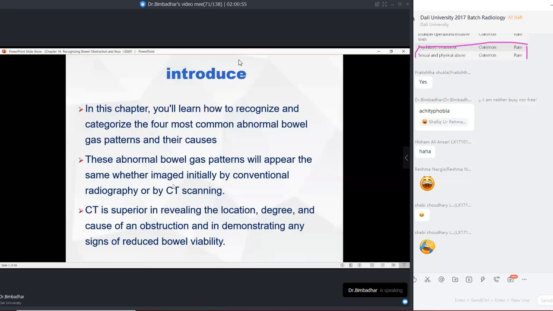Still, you have to understand, as I have always been saying, that CT and MRI are the most sensitive investigations of choice when it comes to examining abdominal contents and viscera. CT is superior in revealing the location. Whenever there is an obstruction, you are able to locate it exactly, estimate its degree, and find out the etiological factor just by observing the characteristic radiographic features. They also sometimes demonstrate signs of reduced bowel viability. Reduced bowel viability means the peristaltic movements or normal physiological functions may have been affected, and they show up as radiographic signs as well.